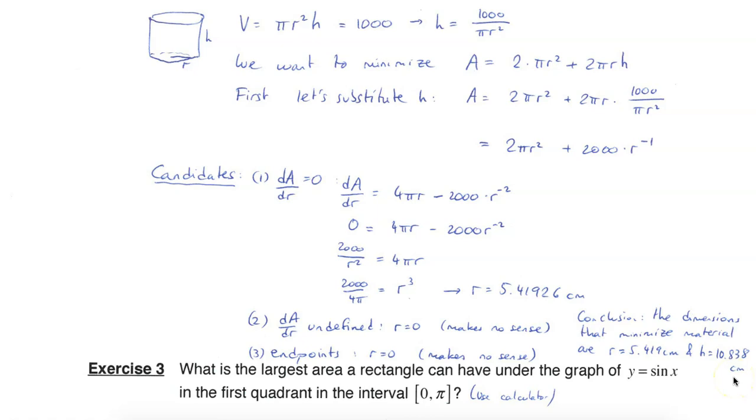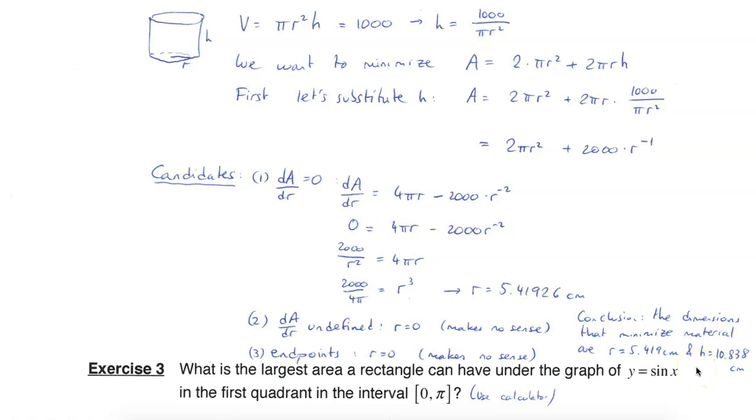Notice that there is quite a relationship between r and h. In fact, h is twice the radius. What that means is that h is equal to the diameter. So the ideal can has a height that is equal to its diameter, which means if you look at it from the side, it should look like a square. This would be a square if you look from the side. I didn't calculate the volume here because of course we know the volume is 1000. This was one of the requirements.